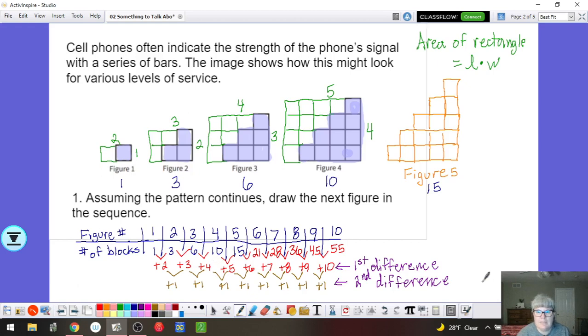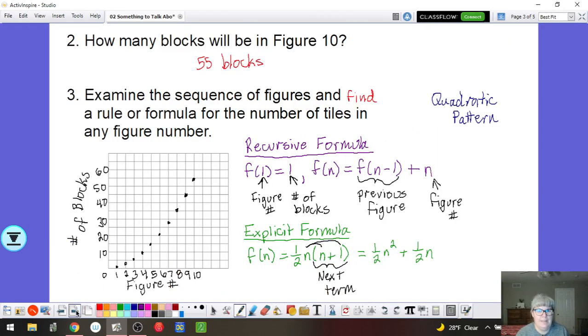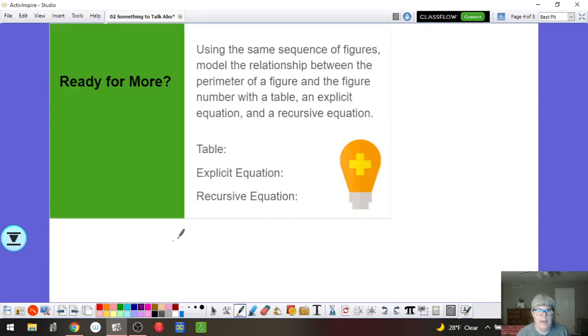So because the second difference is constant, we can say that the first difference is linear, because that first difference is going up by the same amount every time. So when your second difference is constant, you're going to have a quadratic pattern as well. So that is our example with quadratic patterns.